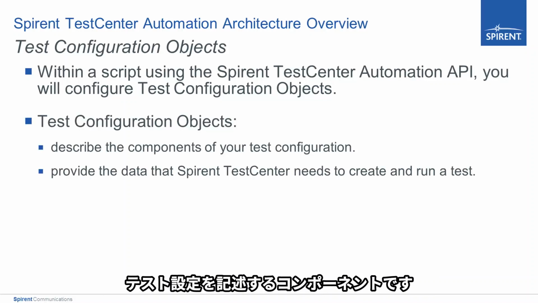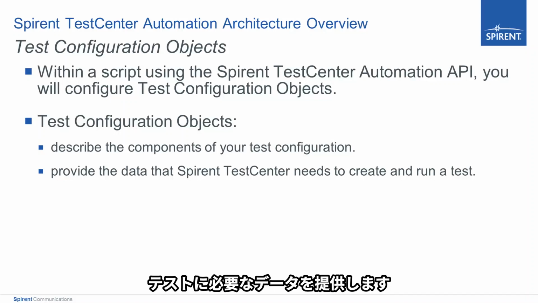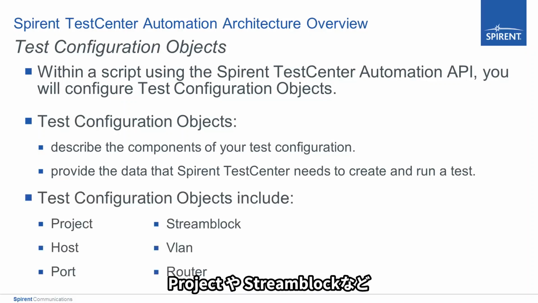When you create a Spirent TestCenter script, you will configure test configuration objects. Test configuration objects describe the components of your test configuration. They're going to provide the data that Spirent TestCenter needs to create and run a test. They include items such as projects, hosts, ports, stream blocks, VLANs, and routers.